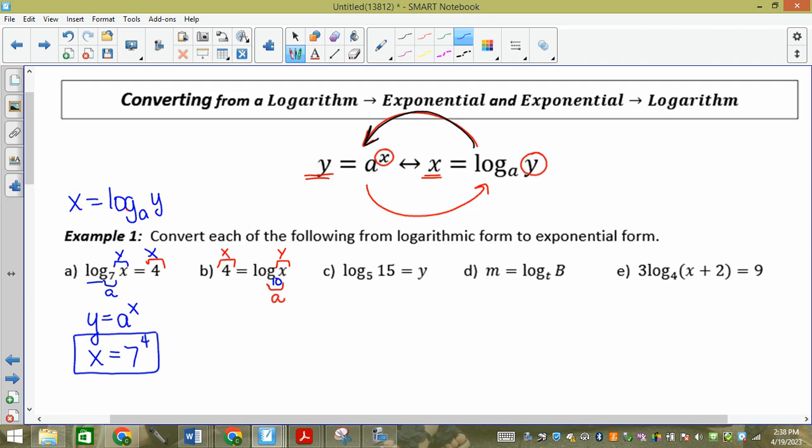You're literally just lining up the formula, right? So I use the log formula, so what am I going to put it into? The exponential, this one. So y equals a to the x. What is y on this one? X. What is a on this one? 10. What is x on this one? 4. Done.